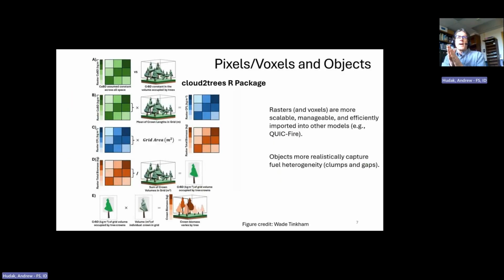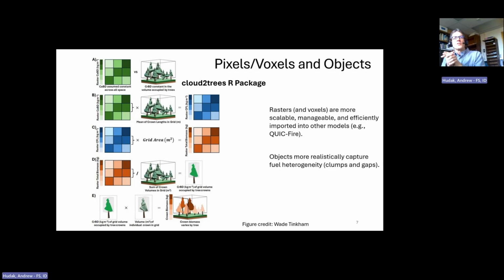I want to point out a useful package that you may not be aware of if you're interested in pursuing fuels research and doing some of these scaling operations. It's called the Cloud to Trees package in R, developed by Wade Tinkham. And it's very good at translating, say, rasters of a physical fuel attribute at some scale to tree crown objects or other objects. So it could translate between pixels and voxels, tree crowns, and rasterized or voxelized arrays of the fuel attributes.